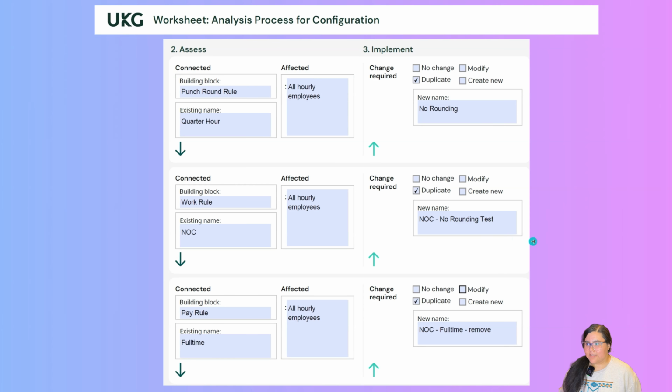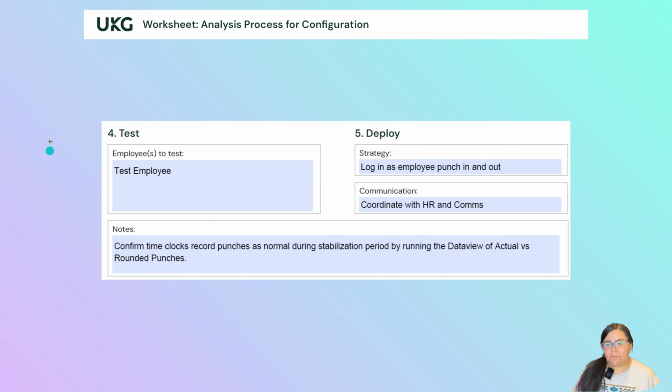And then number 4 of the steps here for this analysis process for configuration worksheet, we choose who we're going to test this on. So you might want multiple test employees, but for our sake, we're going to do one. And then I make a note right here, confirm that time clocks are recording punches as normal as well as web punches, because who knows?